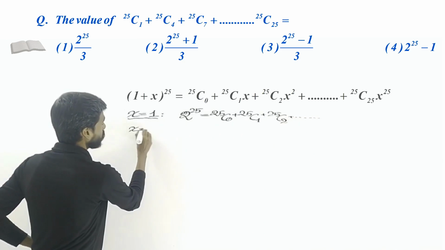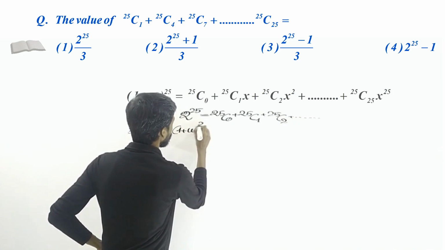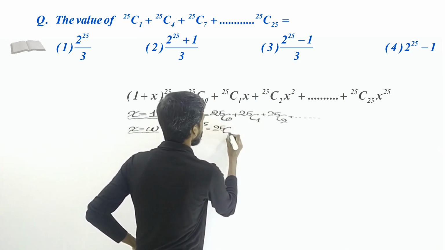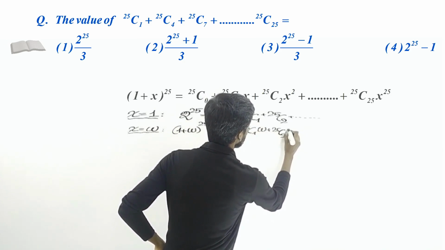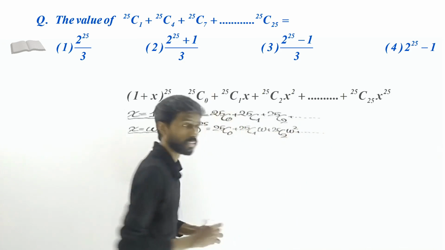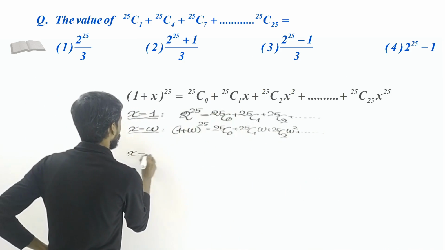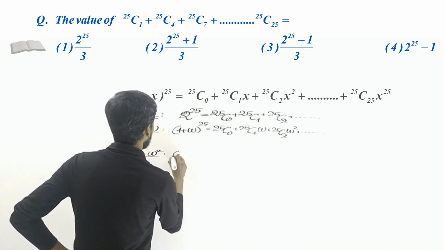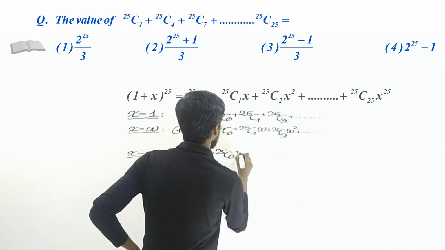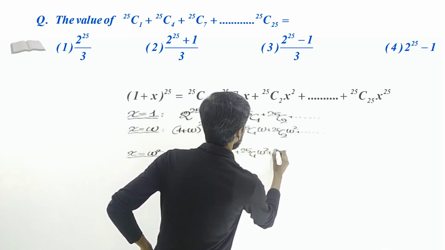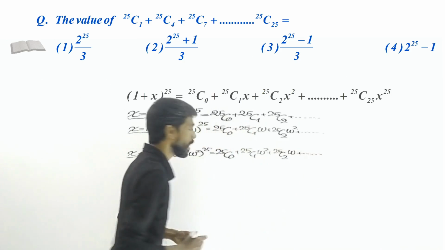Okay, now you substitute x equals omega. If you substitute omega, we get 1 plus omega to the power 25 equals 25c0 plus 25c1 omega plus 25c2 omega square, etc. Now then we also have to substitute x equal to omega square, right? So x equals omega square. So then we will get 1 plus omega square to the power 25 equals 25c0 plus 25c1 omega square plus 25c2 omega to the power 4, which is omega only. So etc.